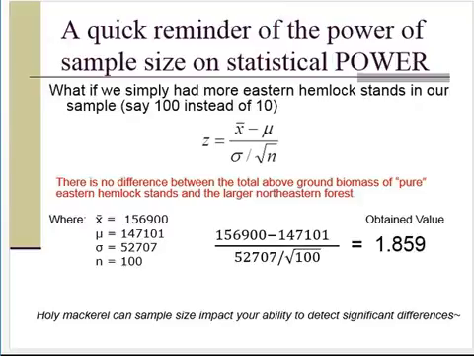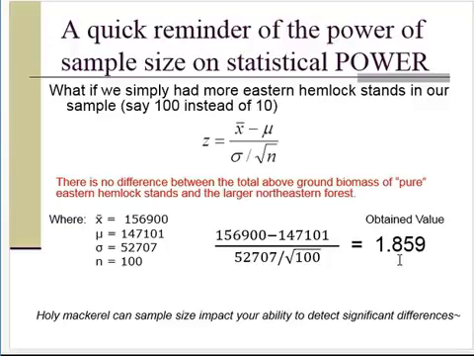What if instead of only having 10 hemlock stands that we'd assessed, we'd actually gone out and we had collected above ground biomass data for 100 stands? So now everything else is the same. Look at what this does to the obtained value. Right? We now have 1.859 as our obtained value. That really makes a huge difference, and it just shows you how sample size can impact the power of your test.